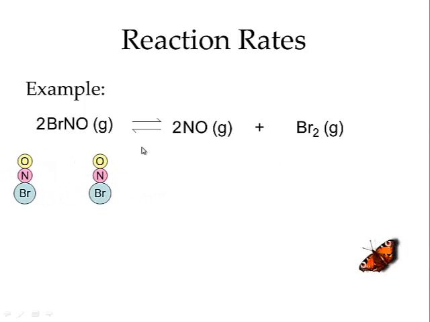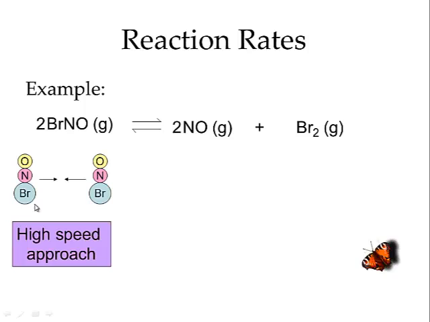Now let's look at the molecules. Here are two molecules of BrNO. If these two molecules are going to react and break apart to make our products, we have to have a collision. And that collision has to have enough energy, or it has to be violent enough to break the original bonds in this molecule. So you have to have a high-speed approach.